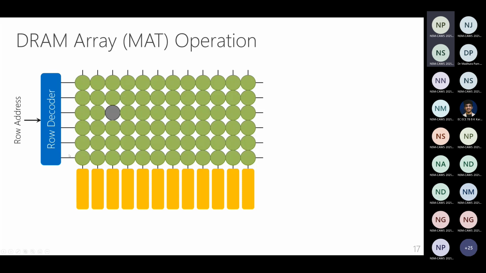So let's see how. Suppose I want to access this gray cell. Let's see how we might go about doing that. In this case, it's going to be the memory controller. The memory controller wants to read data from this gray cell. It's first going to determine which row this gray cell belongs to, and it is going to issue an activate command to that row.